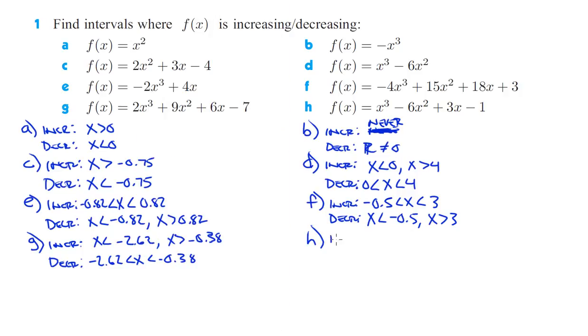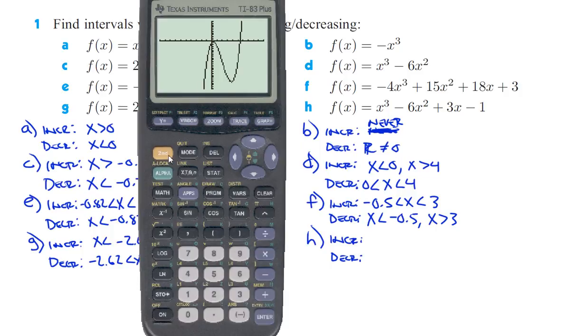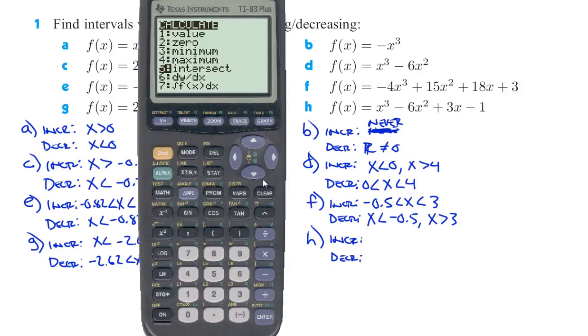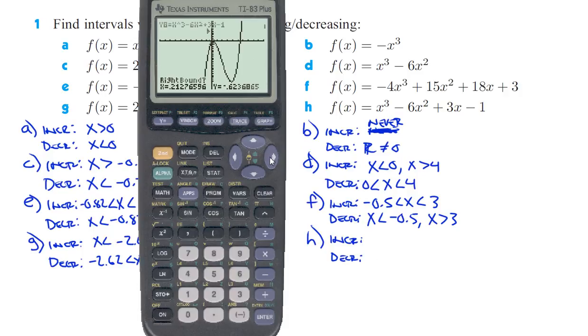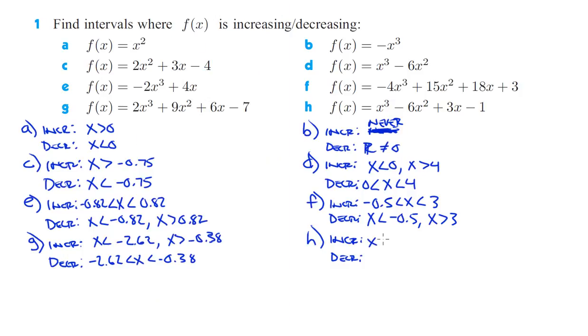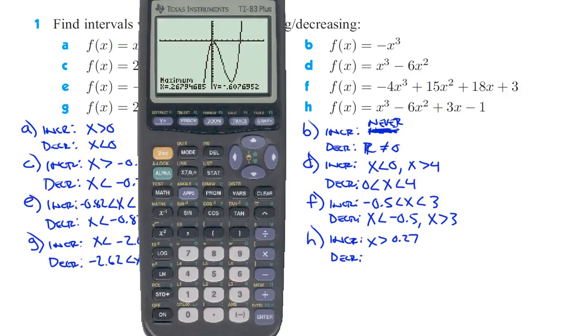So maximum looks like it's just to the right of 0. Let's find out. So again, increasing and decreasing. All right, so let's find that maximum. Okay, make sure that we're to the left of the max and then to the right of the max. And so it's increasing all the way up to 0.27, it looks like. And that's increasing, right? So as long as x is greater than 0.27, then it's increasing. Right? Yep, positive.